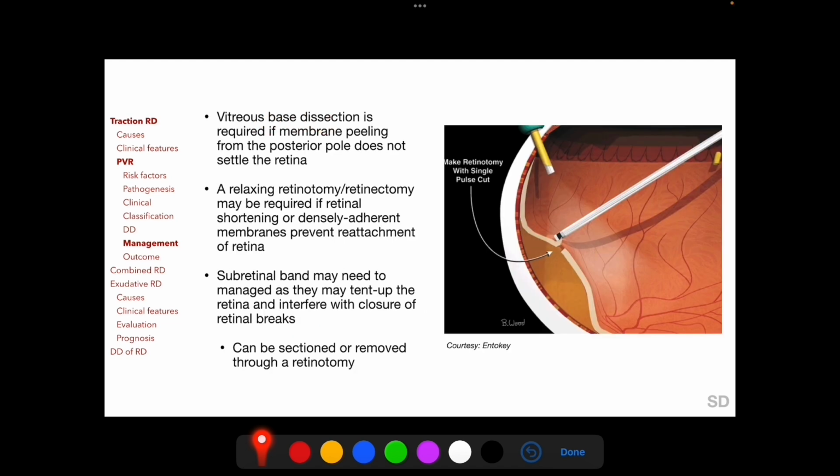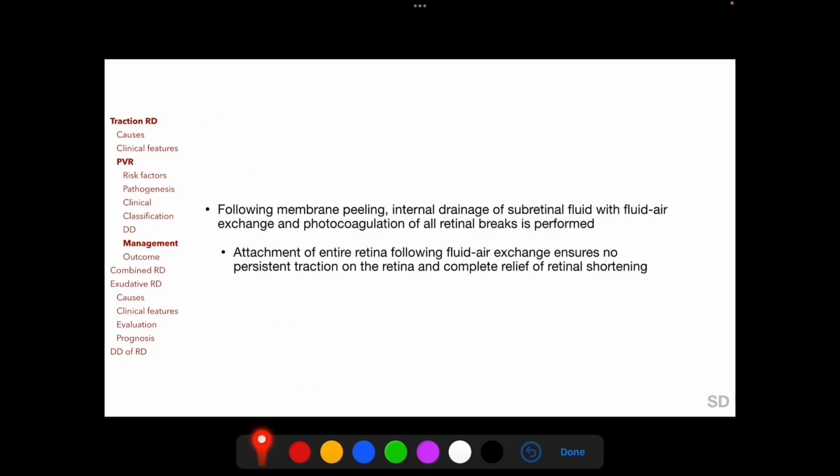Vitreous-based dissection is required if membrane peeling from the posterior pole does not settle the retina, and a relaxing retinotomy or retinectomy may be required if retinal shortening prevents reattachment of the retina, and if subretinal bands interfere with closure of retinal breaks, they need to be sectioned or removed through a retinotomy. Following membrane peeling, internal drainage of subretinal fluid with fluid air exchange and photocoagulation of all retinal breaks is performed, and we have discussed these procedures in the previous session.